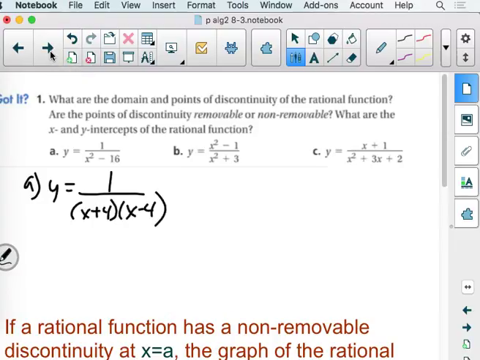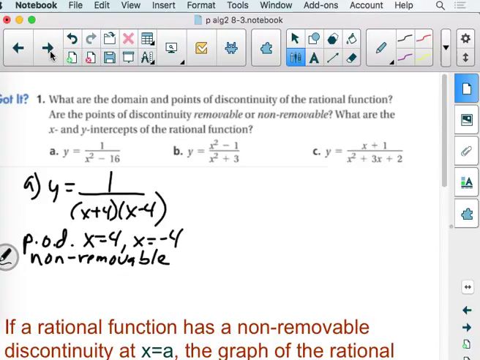Okay, let's focus. Start at the bottom with the pods. What are the pods? Negative 4 and 4. Are they removable, Asher? No. Why do we have no pods? Because it's the bottom. Why weren't there two pods?